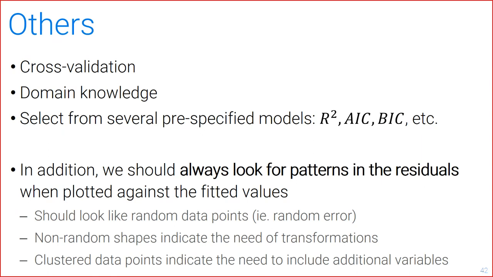And of course, there are other things that we could do. We could try cross-validation and try to see what the effect is of each of the variables on an unseen set. Of course, we can always leverage domain knowledge, and if we have certain knowledge about the effect that one factor is expected to have on the response, because, I don't know, some theory says so, you go and include it. And of course, we can select from several pre-specified models. We look at the R-square, the AIC, BIC, adjusted R-square. We can always look at these statistics for model fit.